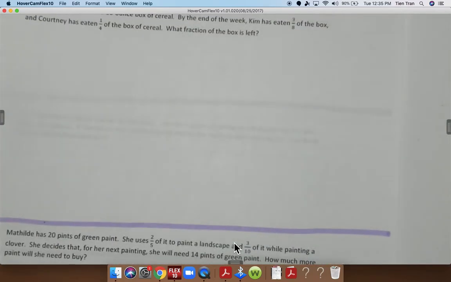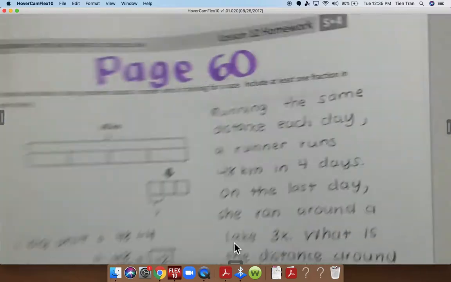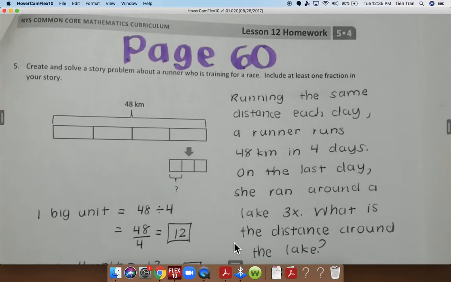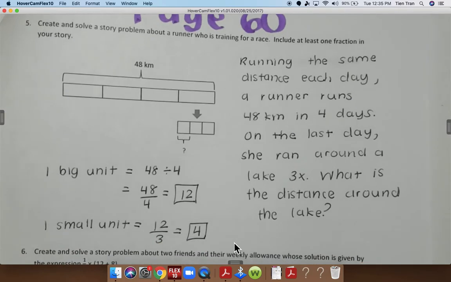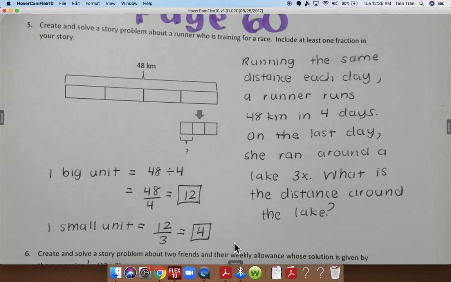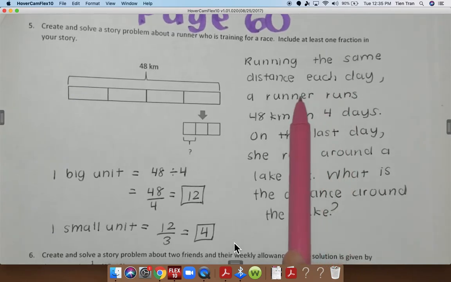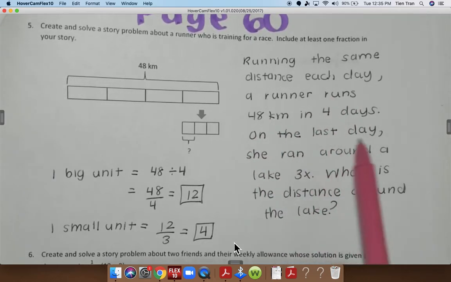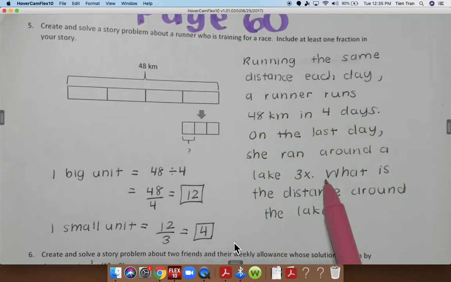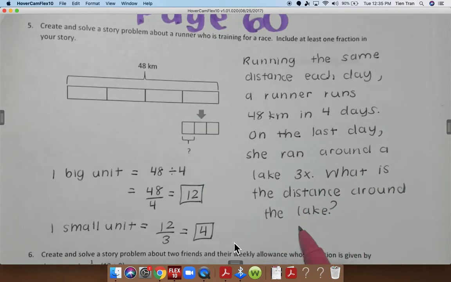Turning to the next page, I have page 60. On page 60, it asks you to create and solve a word problem about a runner who is training for a race. Include at least one fraction in your story. So this is a story that you're making up yourself. You do not have to solve. If you want to, you can solve. So I wrote, running the same distance each day, a runner runs 48 kilometers in 4 days. On the last day, she ran around a lake 3 times. What is the distance around the lake?